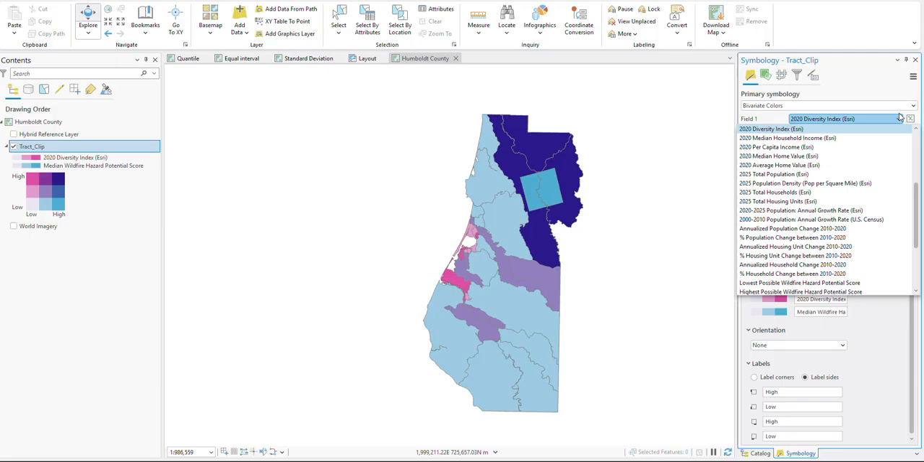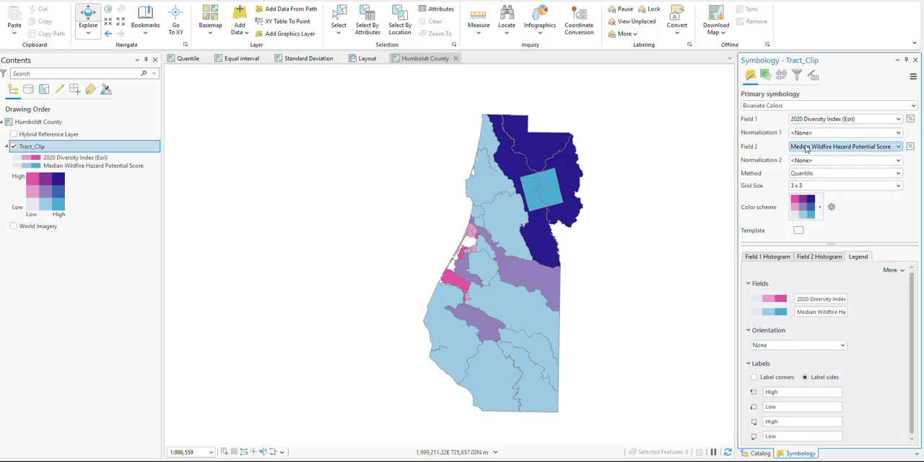What you want to do is on your one axis have one of these demographic variables, right? Per capita, diversity index, population, whatever you want that one axis to be. And then the second one, just keep it at this mean wildfire hazard score, or this median, because I think that's a good measure of general wildfire risk, right? Keep the grid 3x3, keep it quantile, so you have that high, medium, and low value on each of your two axes. And then you can mess around with the colors you want.